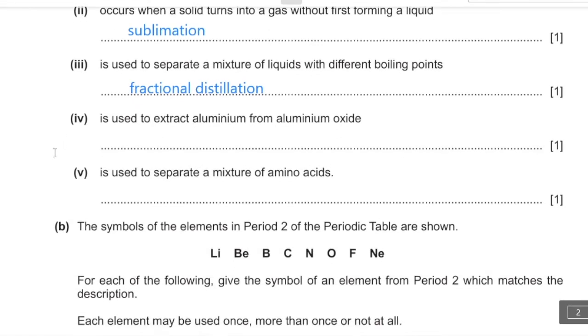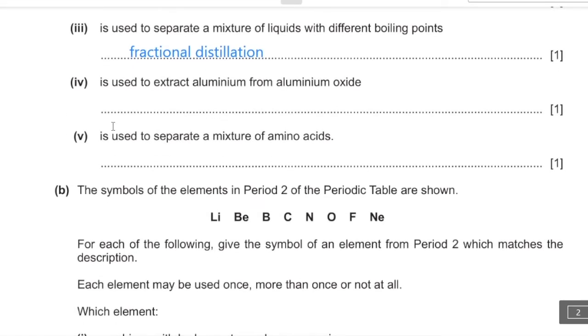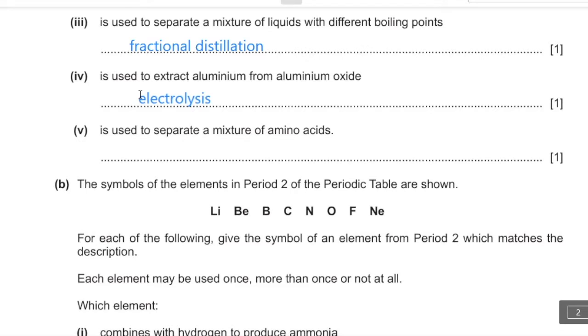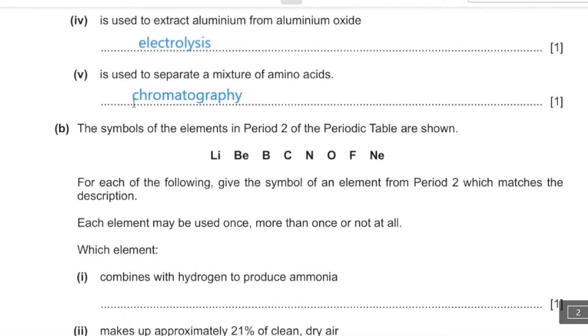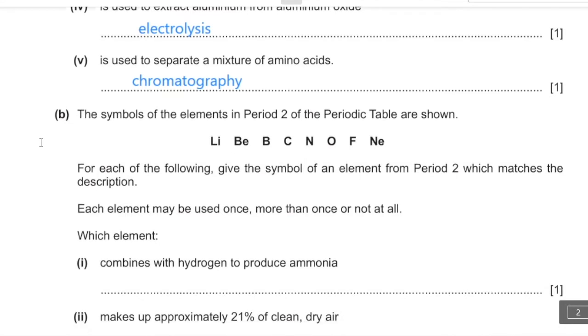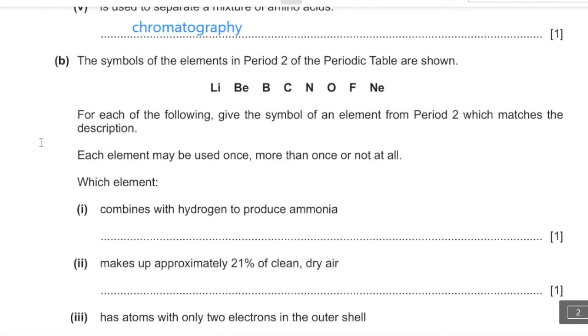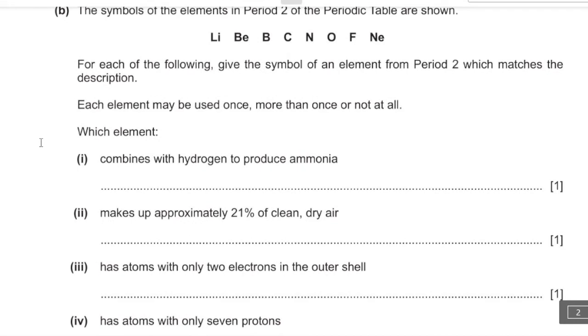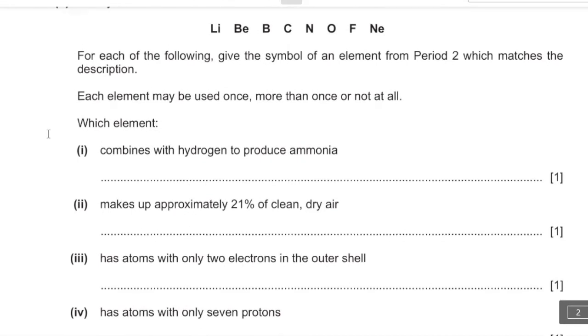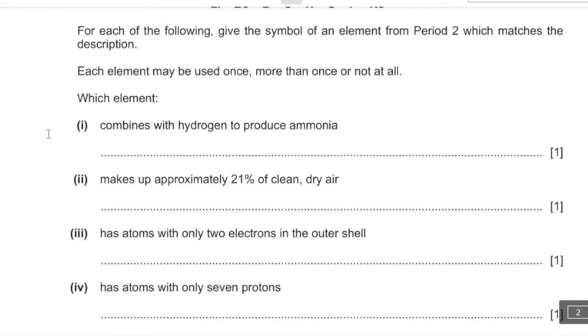4 is used to extract aluminium from aluminium oxide, which is electrolysis. 5 is used to separate a mixture of amino acids, and here chromatography is used. B. The symbols of elements in period 2 of the periodic table are shown. For each of the following, give the symbol of an element from period 2 which matches the description. Each element may be used once, more than once, or not at all.